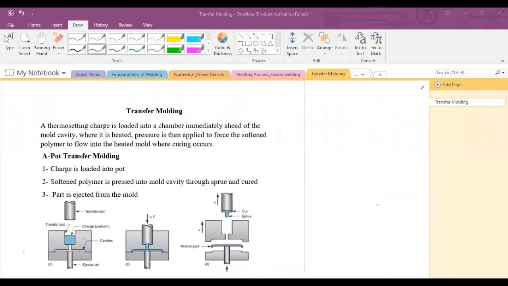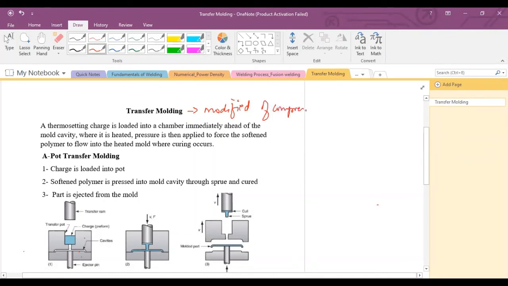Students, in this topic, transfer molding, I will explain what kind of material will be used in transfer molding, or what is the whole procedure of transfer molding. And first, I will explain what is transfer molding. Actually, it is a modified form of compression molding.